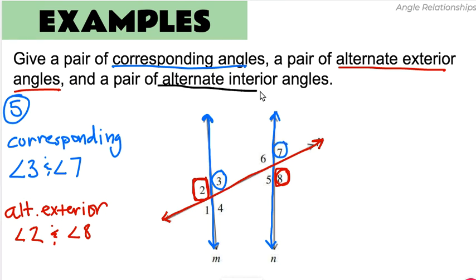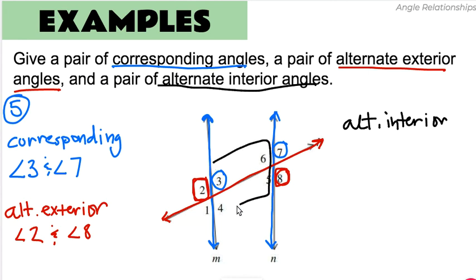Finally, a pair of alternate interior angles. So now we're looking at the inside of our illustration. That's interior. And on the interior, we're looking at opposites. So I could say 3 and 5 would be opposites. They're on alternating sides of the transversal. I could also say 6 and 4. Haven't used 6 and 4 yet, so let's go with those.